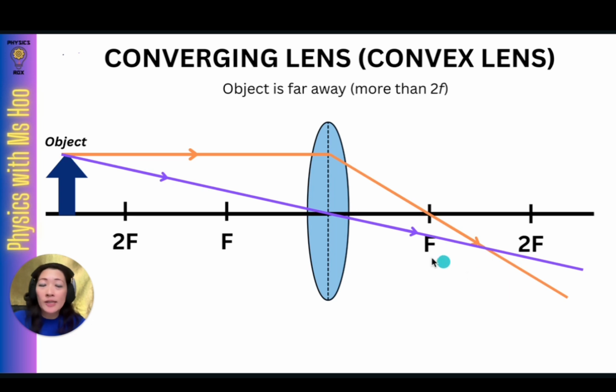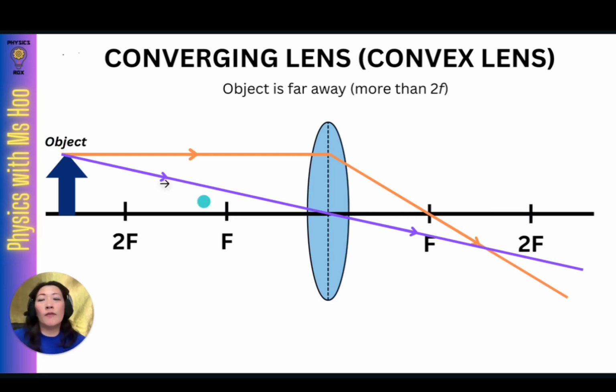So the intersection of these refracted rays will form the image, and this intersection point here is where the image is formed. So you must start these 2 light rays from the same point on the object so that you can get the point of the image. That means this point is the image formed of this point on the object. So if both rays start from the same point on the object, then the intersection point of these refracted rays will be the top of the image.